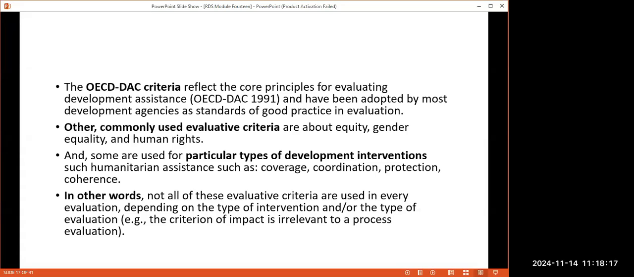That is just 5 of them, but depending on the program you're dealing with, sometimes you may find criteria that relate to equity, equality, human rights, gender. So it's not locked in just those 5. Depending on the situation, there can be more. It may be different when you are dealing with humanitarian assistance, for example. In that case, your focus might be on coverage, coordination, protection, and coherence.